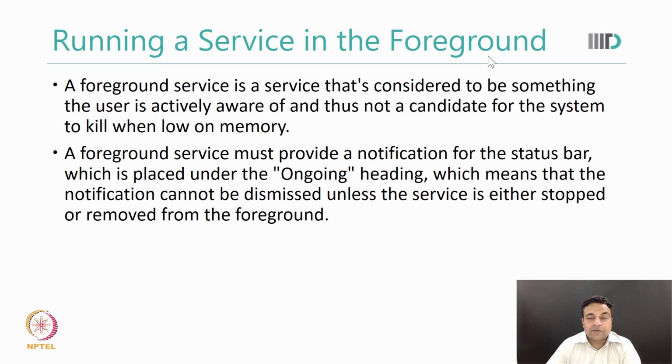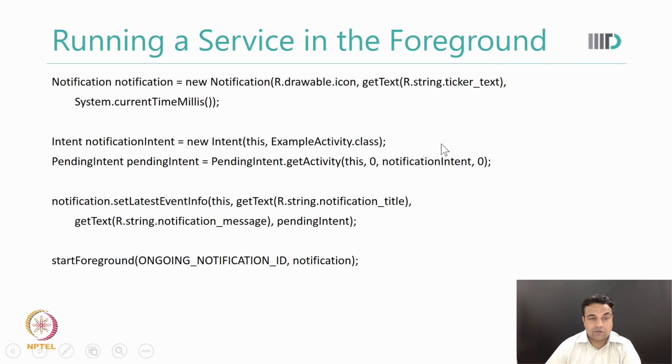Now, a foreground service must provide a notification for the status bar, which is placed under the ongoing heading, which means that the notification cannot be dismissed until the service is either stopped or removed from the foreground.